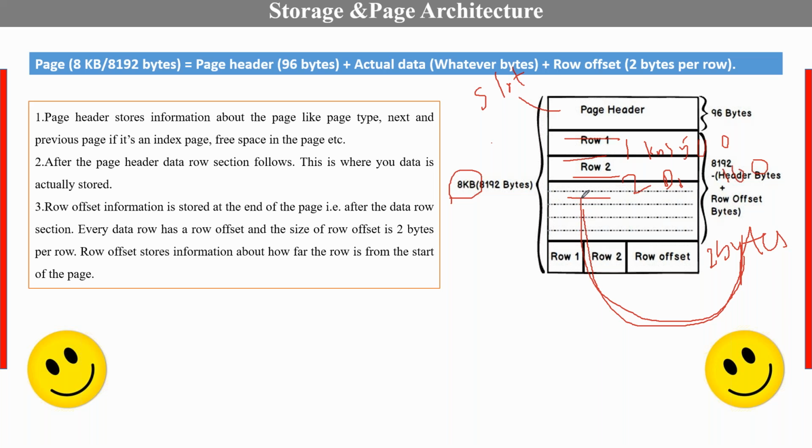Yes, yes. Row offset works and maintains that ID, but you cannot see it directly. It's hidden, sir.